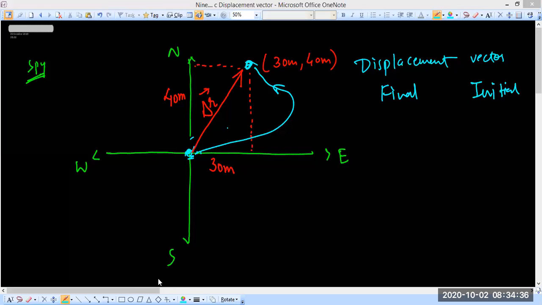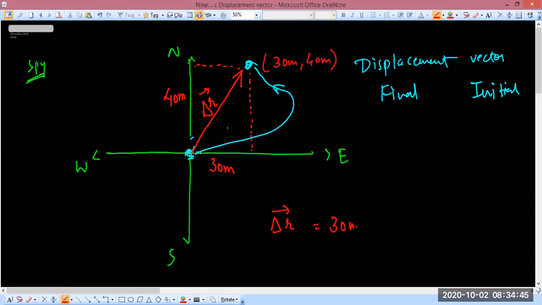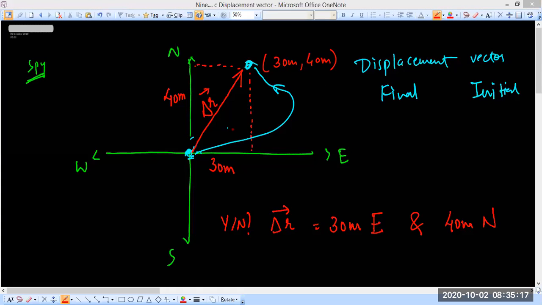So I'm going to write something here. I can say that the displacement vector is actually 30 meter east along with 40 meter north. Do you understand what I've written? I'm waiting for you. Did you understand this? Okay, let's make it even more clear what we are talking about.